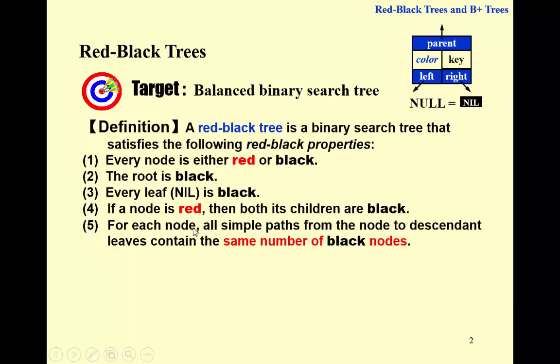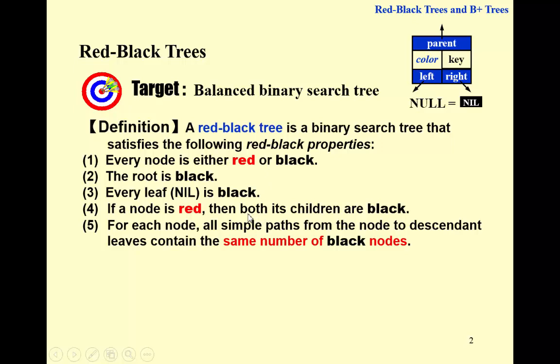And then these are the two most important properties. One is that if a node is red, then both its children must be black, meaning that along any path, we won't see 2 red nodes sitting one next to another. And the last one is the most important one. For each node, all simple paths from the node to descendant leaves contain the same number of black nodes. That is the key property that guarantees that a red-black tree is somehow balanced.